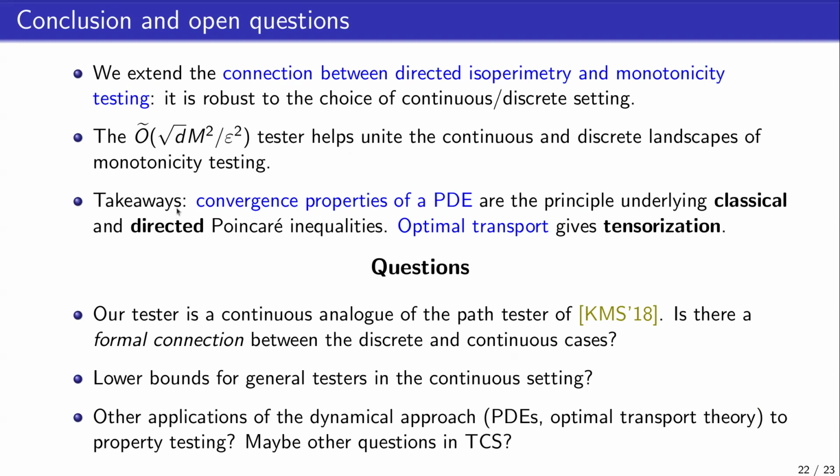And as far as takeaways for perhaps taking this to other directions in other works, I would say one is the fact that the convergence properties of this PDE is the principle that is underlying both the classical and the directed phenomenon. And the fact that to tensorize this inequality, tensorization is something that is challenging in general. It gives us trouble everywhere. Optimal transport seemed to come to the rescue. Maybe it can help elsewhere. So that's why I wanted to advertise it here.